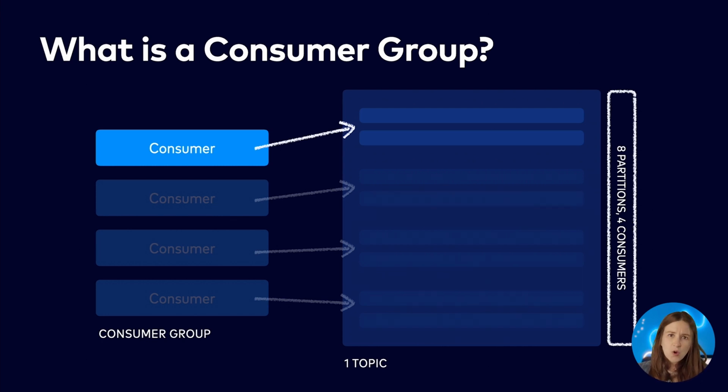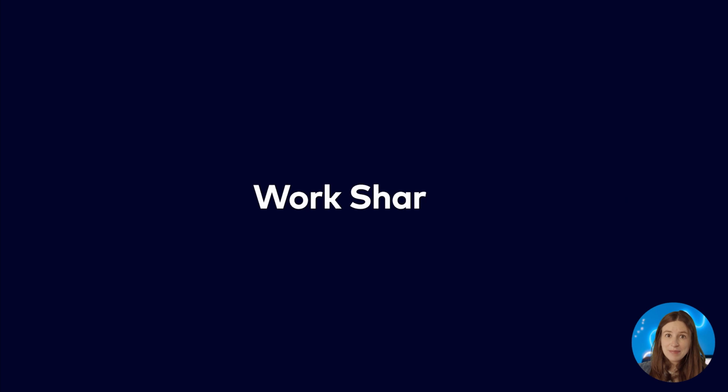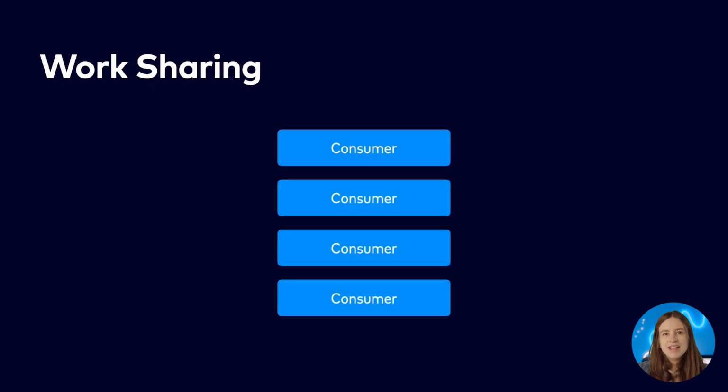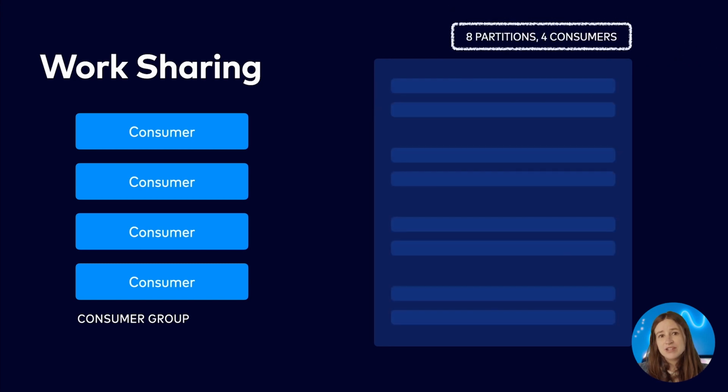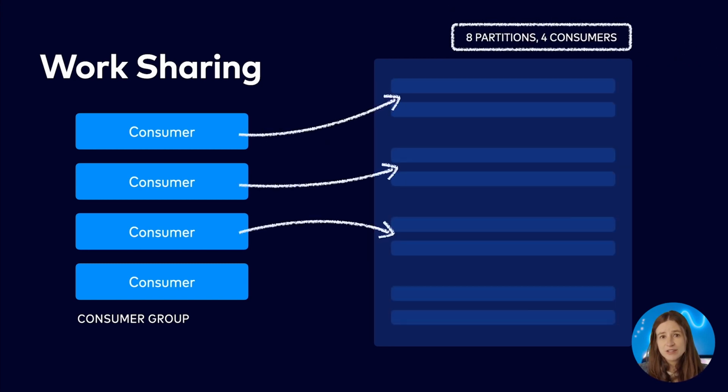All right, so what role does a consumer group ID play in consumer group work sharing? Let's take a look at how consumers in a group share work. If there's only one partition and you have multiple consumers in a group, then only one consumer can read from that partition at a time. If there are 8 partitions, then each of those 4 consumers will then be assigned 2 partitions.